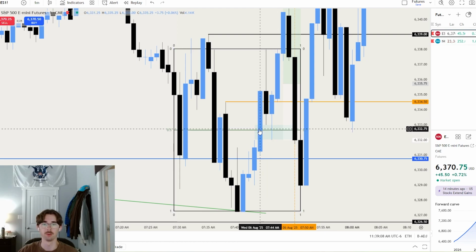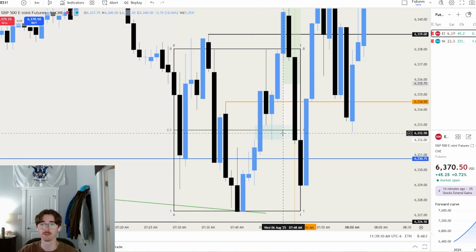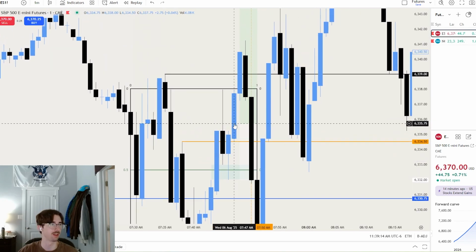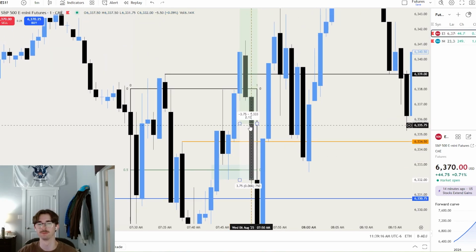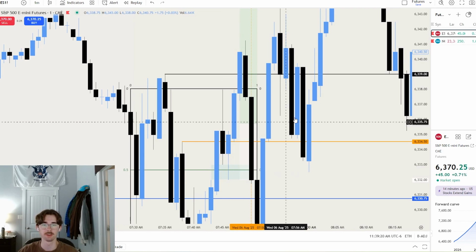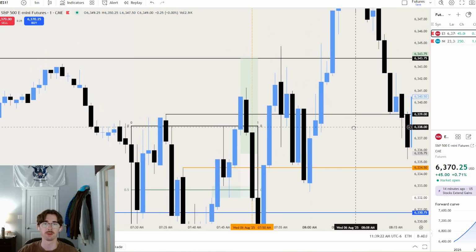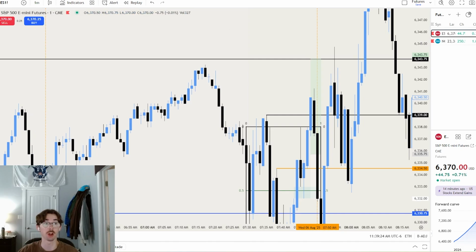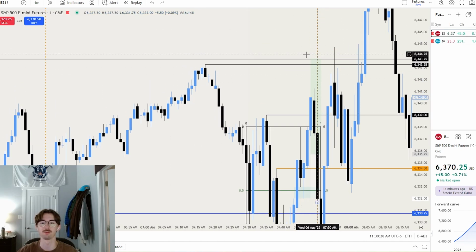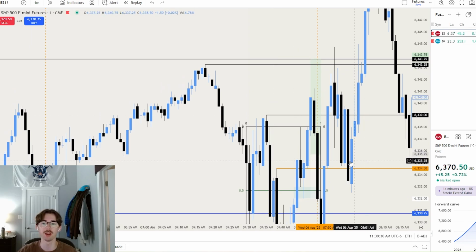We come down into 1 minute equilibrium, a 1 minute fair value gap. I got entered right here, kind of right in the middle of this candle. So not a perfect entry. And then I set my stop loss below this wick right here. Take profit, this 1 hour high, which also coincides with this pre-market high, right? So this is just a super strong draw on liquidity.